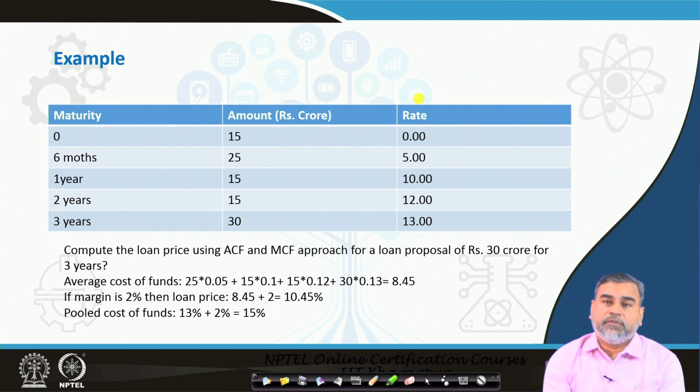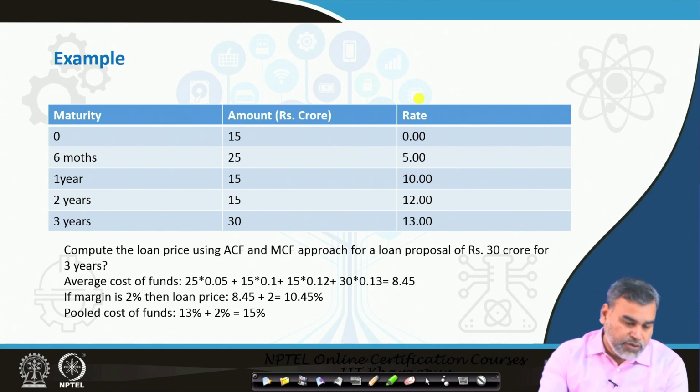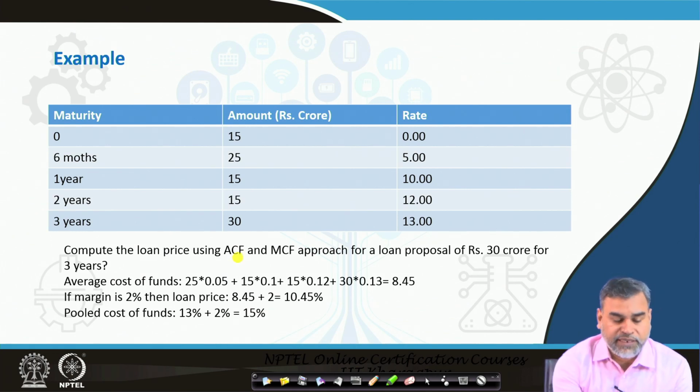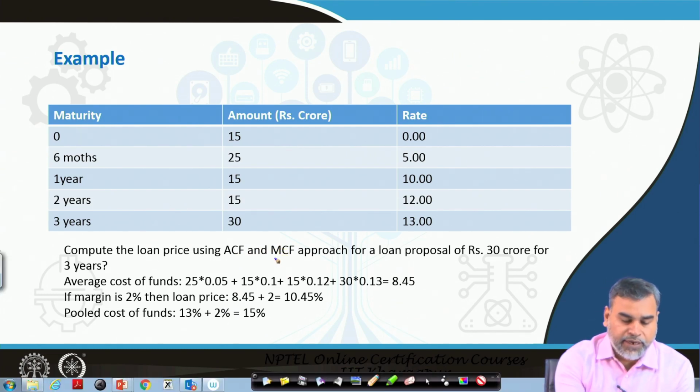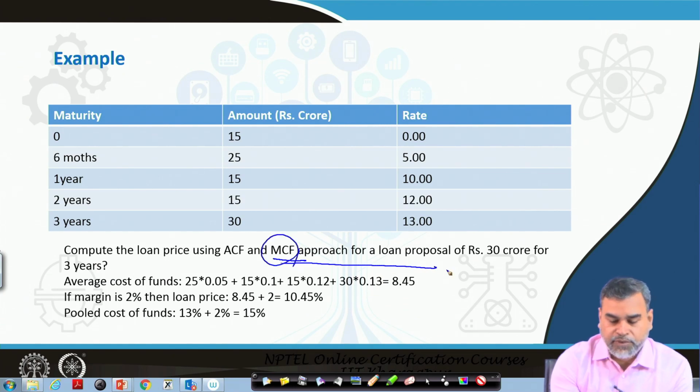Let the commercial bank receive a loan proposal from a company for 30 crore for 3 years. Remember, here we compute the loan pricing using ACF, not MCF. You can write that it is the average cost of the fund, and instead of MCF you write the pooled cost of the fund.